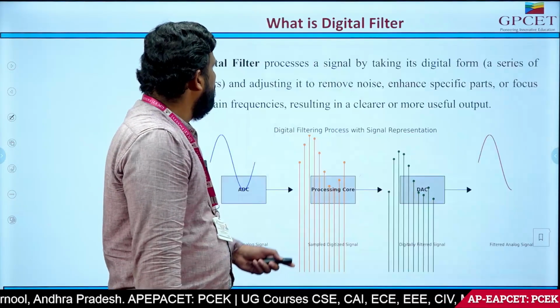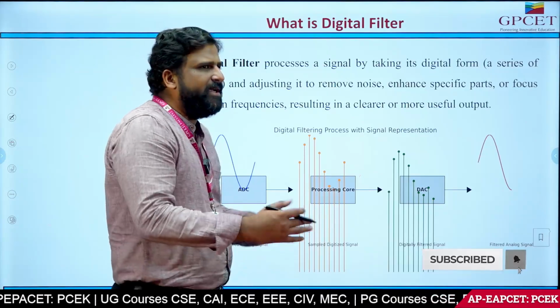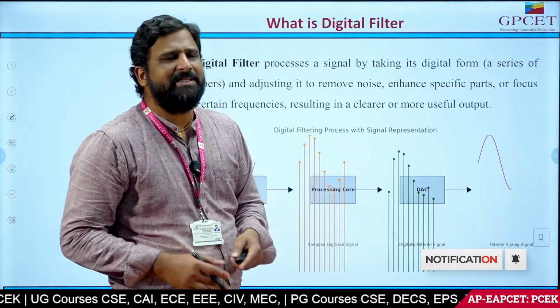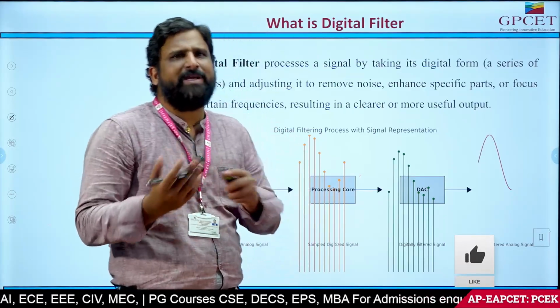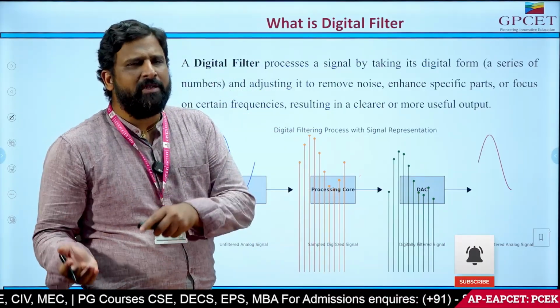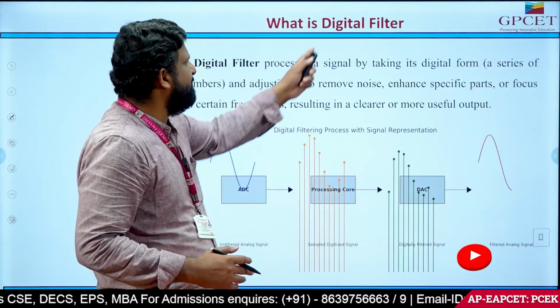Okay, now here comes the question: what is a digital filter? We are entering into the digital, because we are discussing digital signal processing. Whatever analog signal we are giving, it should be converted into digital, and only then will the filtering take place. That's why we call the term a digital filter.